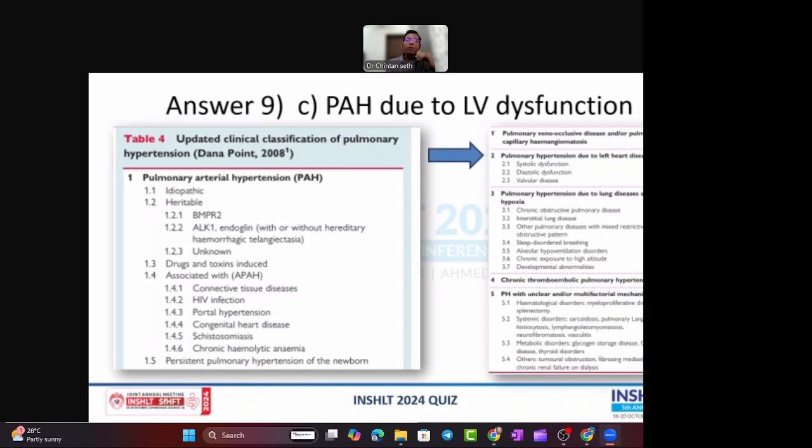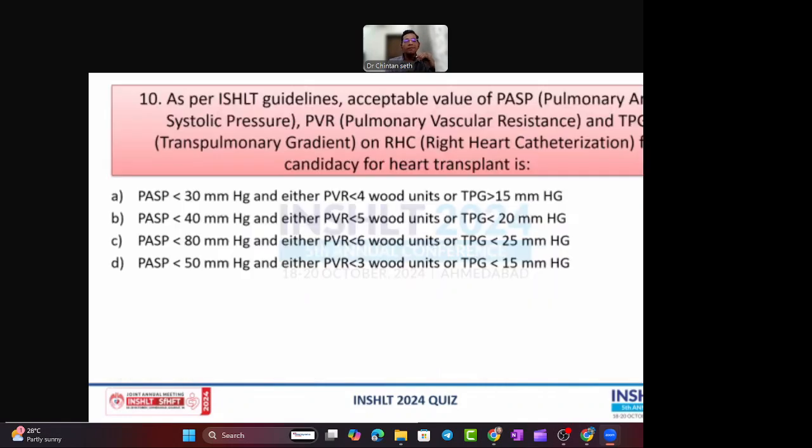Class 2 is pulmonary hypertension due to left heart disease, like systolic dysfunction, diastolic dysfunction, mitral stenosis, or mitral regurgitation. Third is pulmonary hypertension due to lung disease like COPD. Fourth is chronic thromboembolic pulmonary hypertension, and fifth is unclear and/or multifactorial mechanisms, like hematological disorders or sarcoidosis. So here the answer is C, pulmonary hypertension due to LV dysfunction, which is class 2 pulmonary hypertension. Next, please.